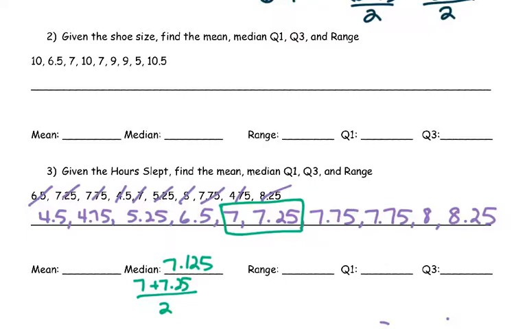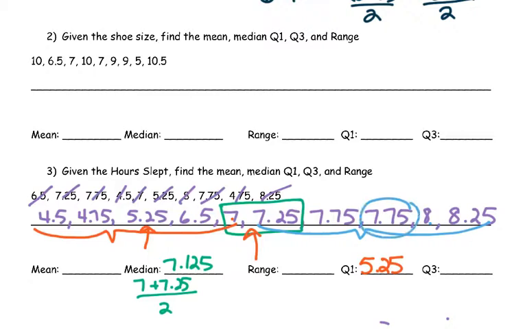But let's talk about the quartiles. Since my median is now right here, I can use the 7 and the 7.25 when I figure out my quartiles. So when I look at my first quartile, I'm going to use all of these numbers and find the middle. The middle is 5.25. I'm going to do the same thing on the other side. I'm going to use that 7.25 when I figure out my quartile 3. So now I've got 1, 2, 3, 4, 5. And I'm going to take the middle one, which is 7.75.